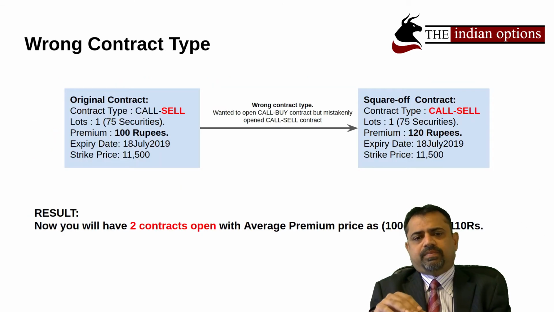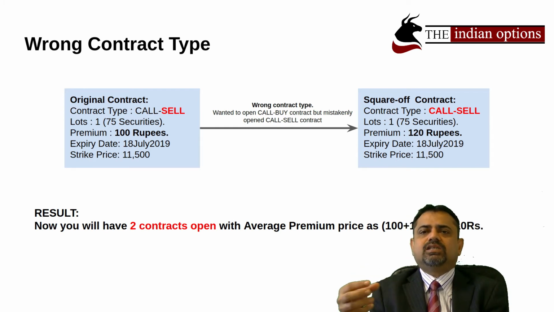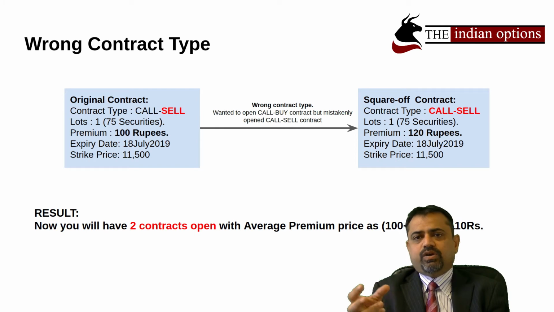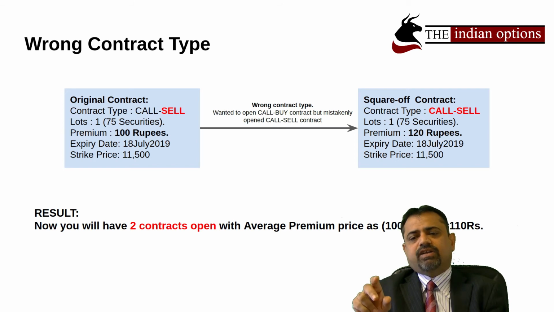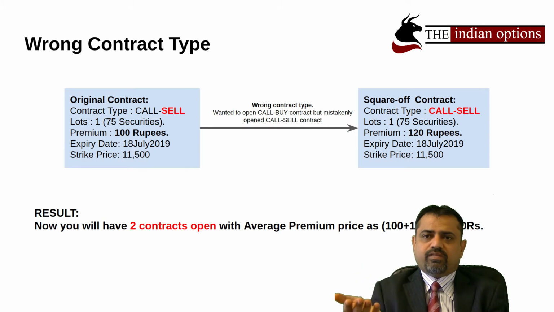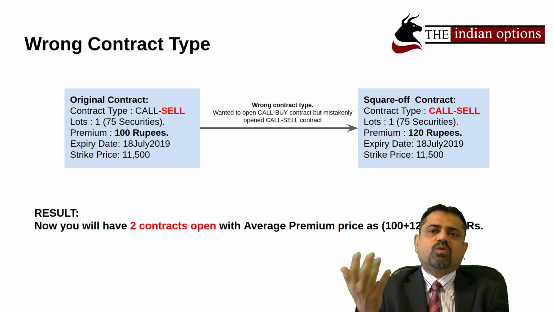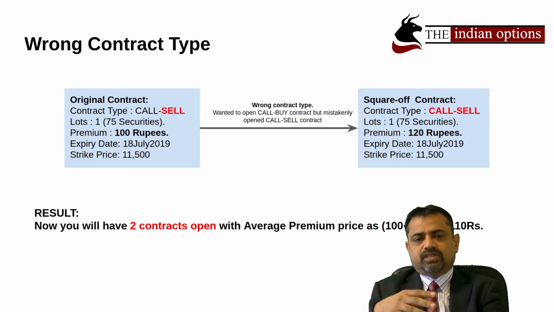Now wrong contract type. In this example, you already had a call sell contract of one lot, and the premium was 100 rupees. You wanted to open a call buy, but accidentally you opened a call sell contract with everything remaining the same, and now the premium is 120. So what will happen in this situation? Now in your trading account you will have 2 contracts open and the premium will be averaged out to 110 rupees. That's what will happen. So you wanted to square off, but the square off didn't happen. Instead you got one more extra lot. Okay, so this is the wrong contract type.